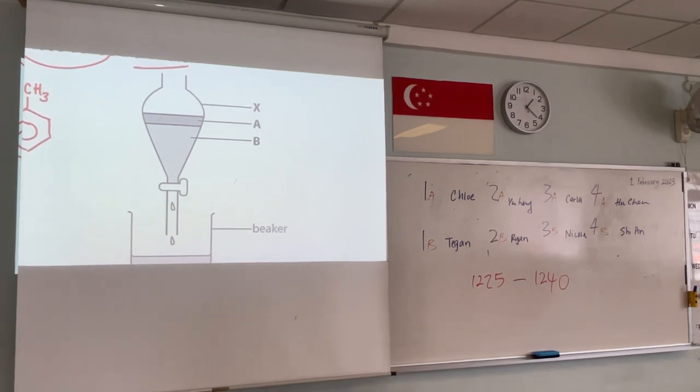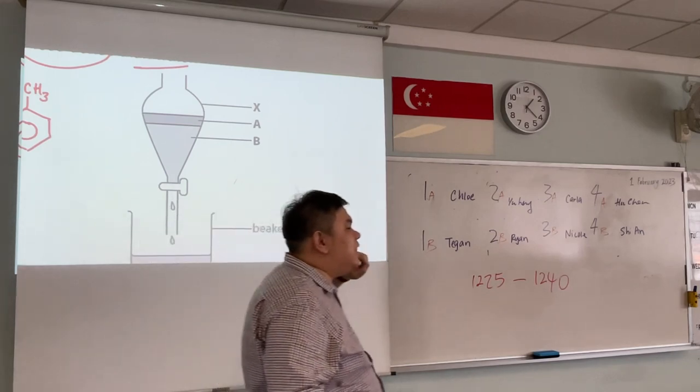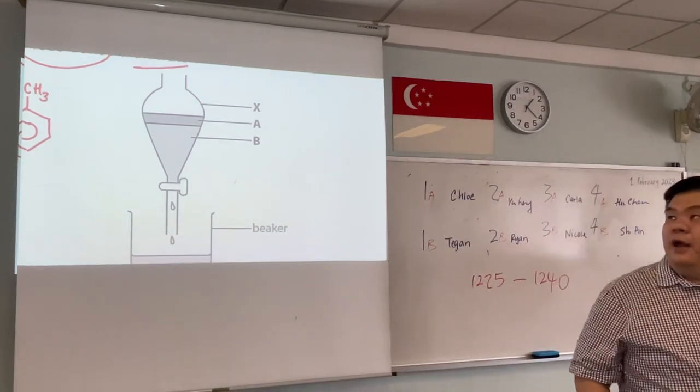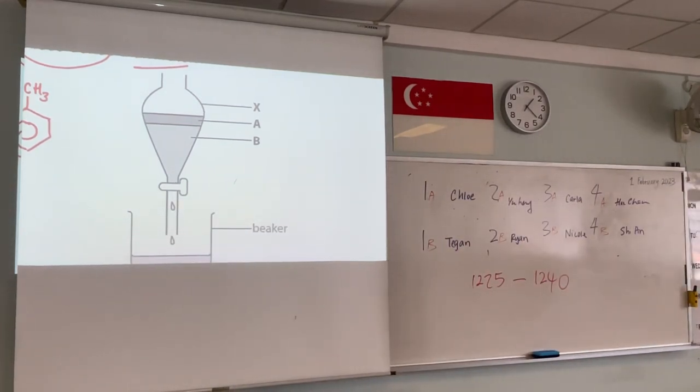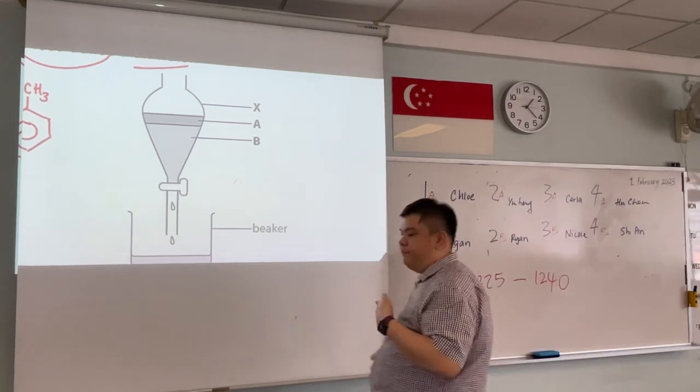You're supposed to label X, A, and B. So what is X? Separating funnel. Then A will therefore be methylbenzene, because it is less dense than water, so B is definitely water.